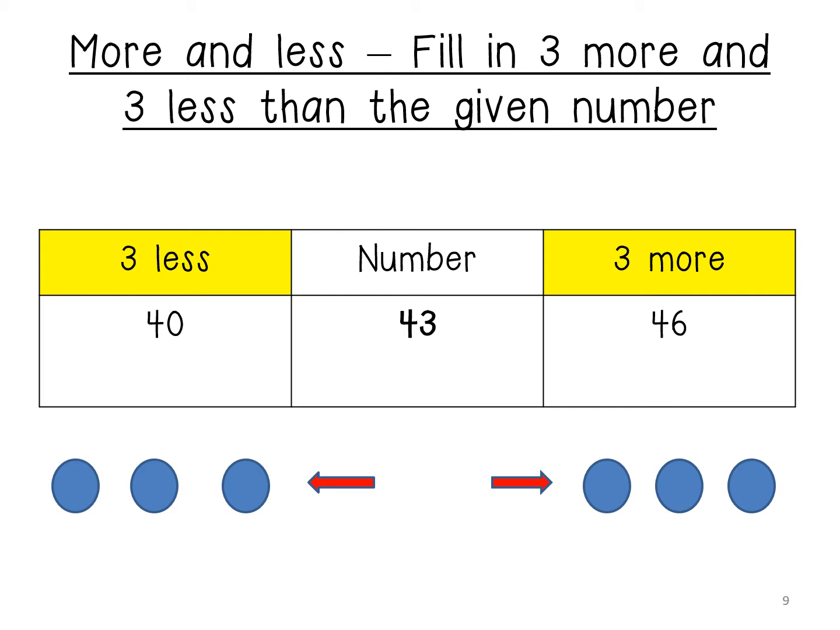So now boys and girls, let us get 3 less than 43 and 3 more than 43. Remember I told you less than means we're going backwards and more than means we're going forwards. So 43, 42, 41, 40. So that's how we get 40 for 3 less than 43. Now let us count 3 more than 43. 44, 45, 46. Yes, that's how we got 46.